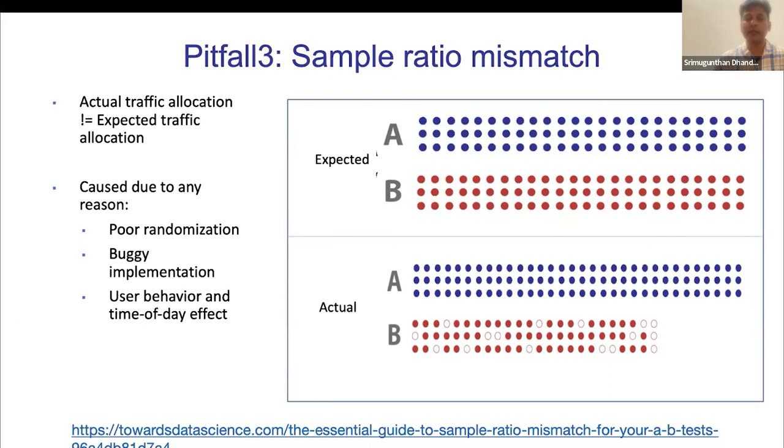And this can happen due to any number of reasons. If you used a poor randomization hash function, which is not actually uniformly splitting between, say, A and B, or if you have a buggy engineering implementation, there can be any number of reasons where you can have this kind of error. The solution is to run some tests, like chi-square tests, to make sure that you are actually getting the ratio that you decided on. So monitor it during the course of the experiment. So that is the third pitfall.